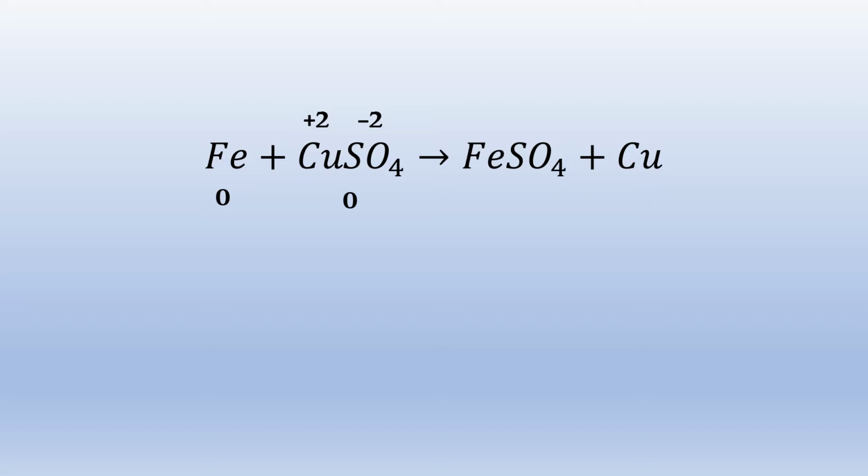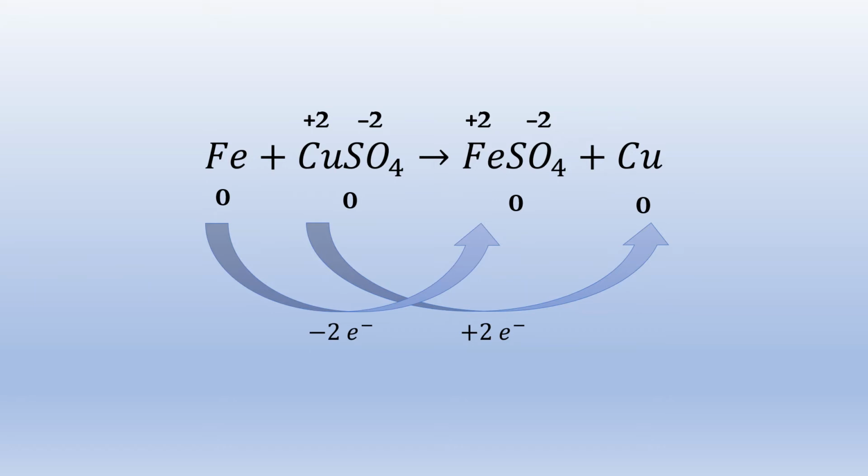In the products, copper will have a charge of 0, as will iron sulfate. In the ion, iron will have a charge of +2 and sulfate will have a charge of -2. Copper had gained 2 electrons, whereas iron had lost 2 electrons. Copper had given its electrons to the iron and was oxidized. When the iron gained the electrons, it was reduced.